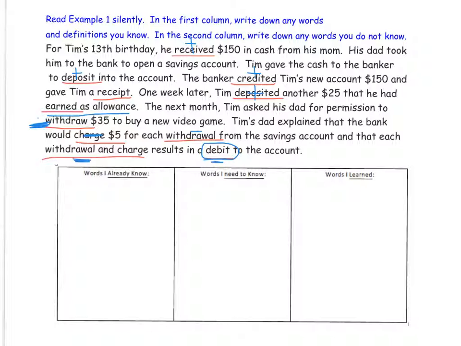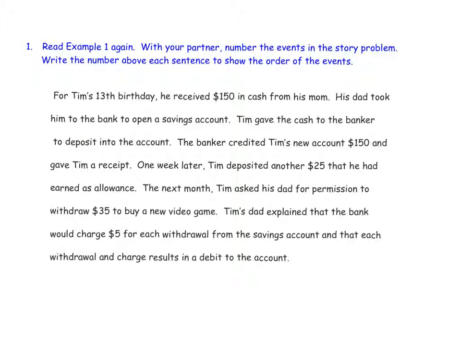So credit, deposit, received, those are all positives. Withdraw, debit, charge, those are all negatives. So I don't know what you have here, but if there are any words here that you did not already know and you needed to know, please look them up if I have not explained them and put them in the I learned column. Again, this will be better if you're doing it in class, but you can do it by yourself.